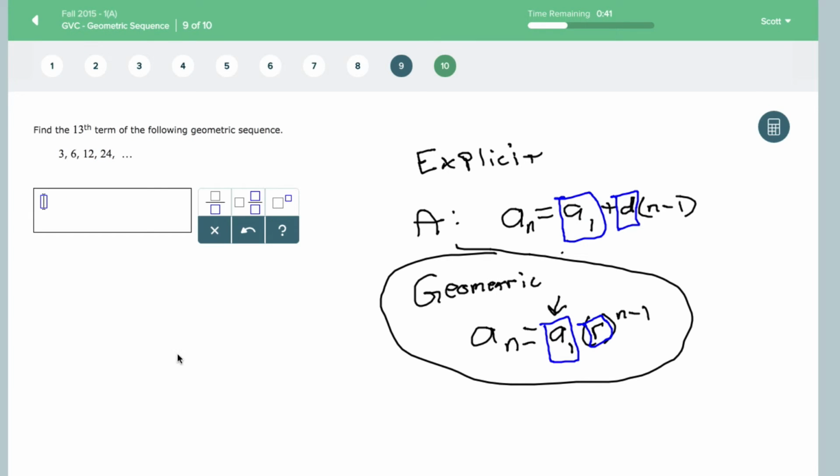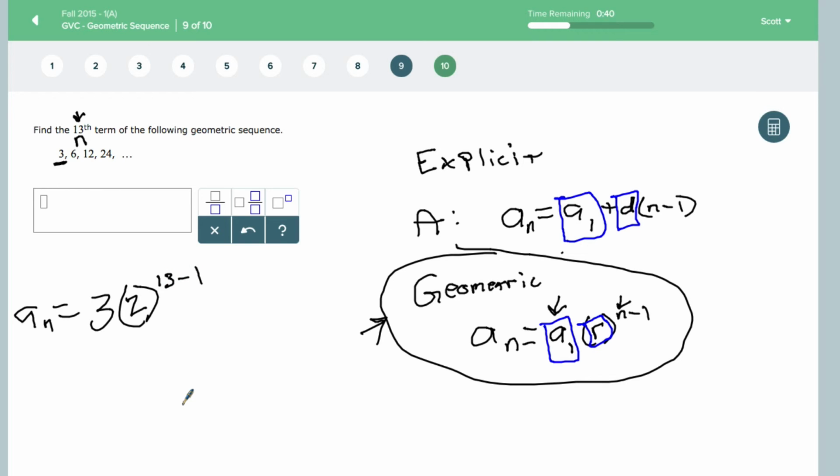Number 9. It's a very similar thing, so we're using the same formula, geometric, and I can plug in stuff. So I have a sub n equals, what's my a sub 1? That's 3. So 3. And then I'm looking for parentheses, r. What is my r? Times 2, times 2, times 2. So parentheses 2, parentheses. And now my n right there is the 13th term. Remember, that's my n right there. So 13 minus 1.